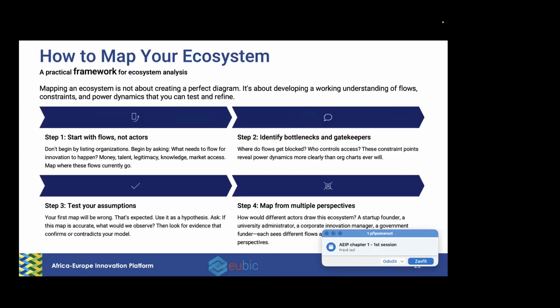Well, yeah, from the mapping your ecosystem, there are several steps I'm just putting in the slides. In this first step, number one, you start with flows, not actors. We just talk about it. In the second step, you identify the bottlenecks and gatekeepers.